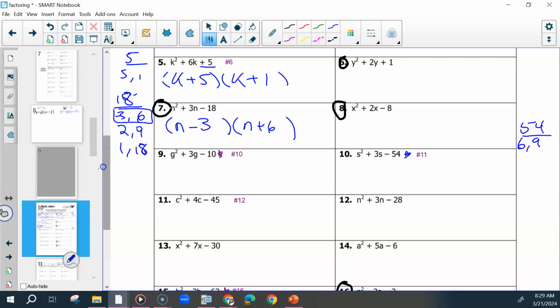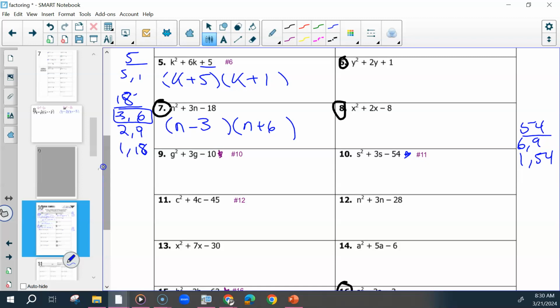I'm going to just list out all of them. 1 and 54. When you're doing the actual parentheses part, does it matter which number you put first in the negative? This has to be negative, but whether you put minus 3 over here or minus 3 here, it doesn't matter. But you couldn't put minus 6.